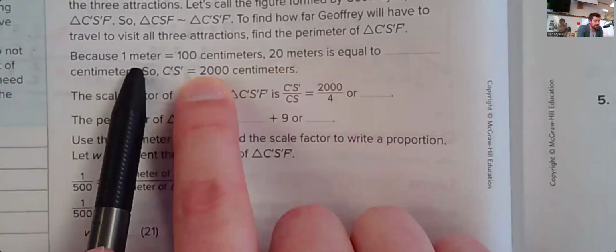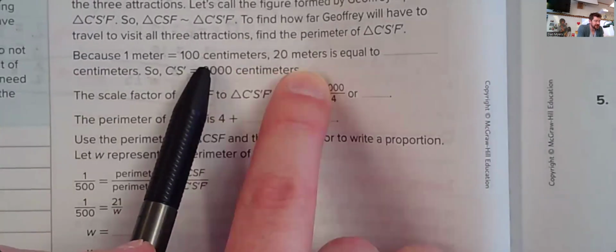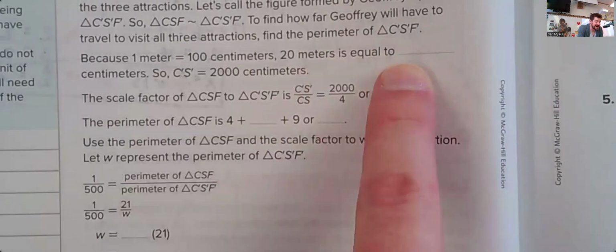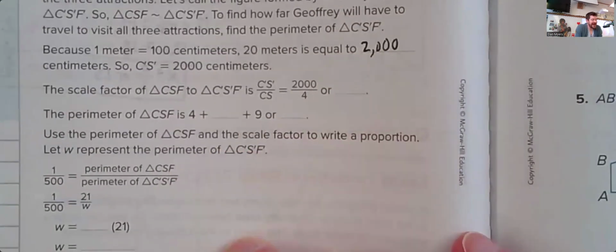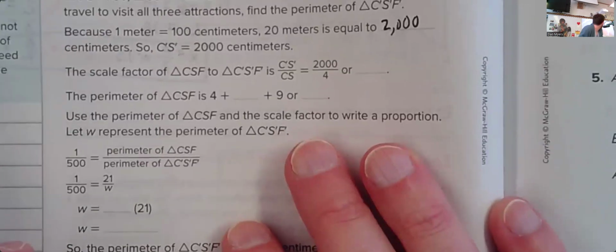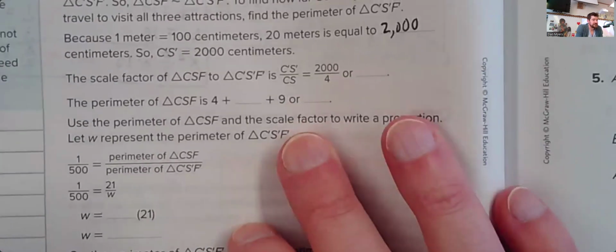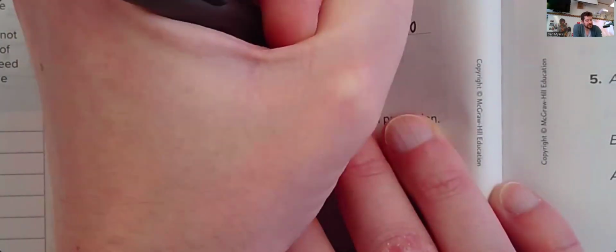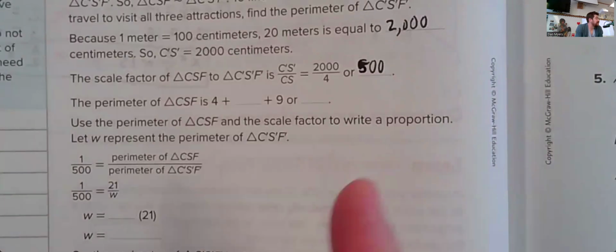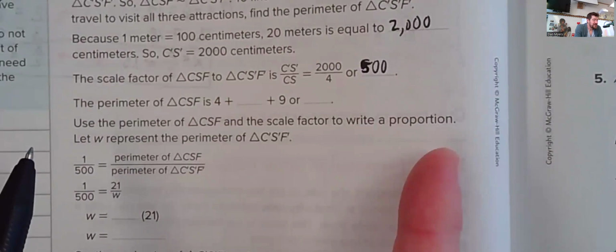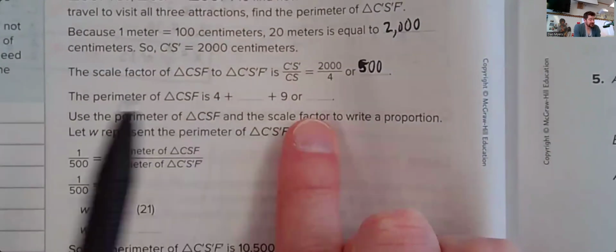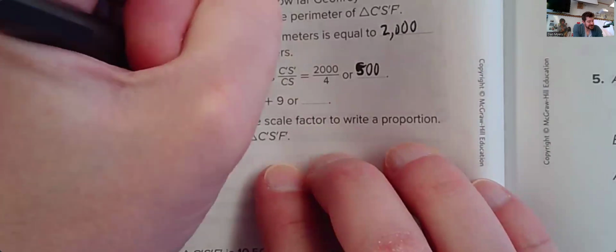So it says, because 1 meter is equal to 100 centimeters, then 20 meters in real life is equal to 2,000 centimeters. So the number they want there is 2,000. The actual scale factor is 2,000 to 4, which would be 500. Now I'm going to show you how I would do this. First of all, this is not how I would solve this if I was doing it by myself. The perimeter, I would use this though, 4 plus 8 plus 9.